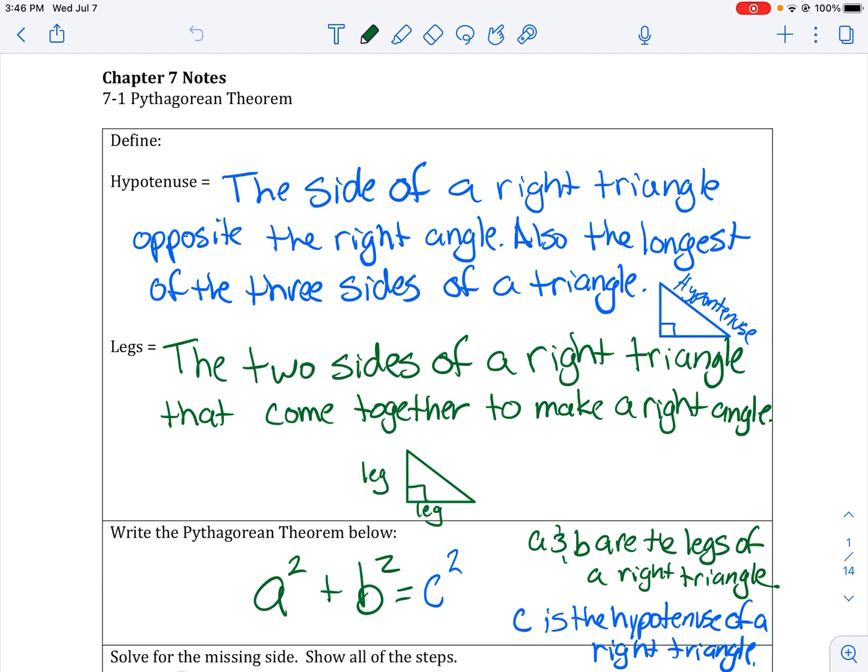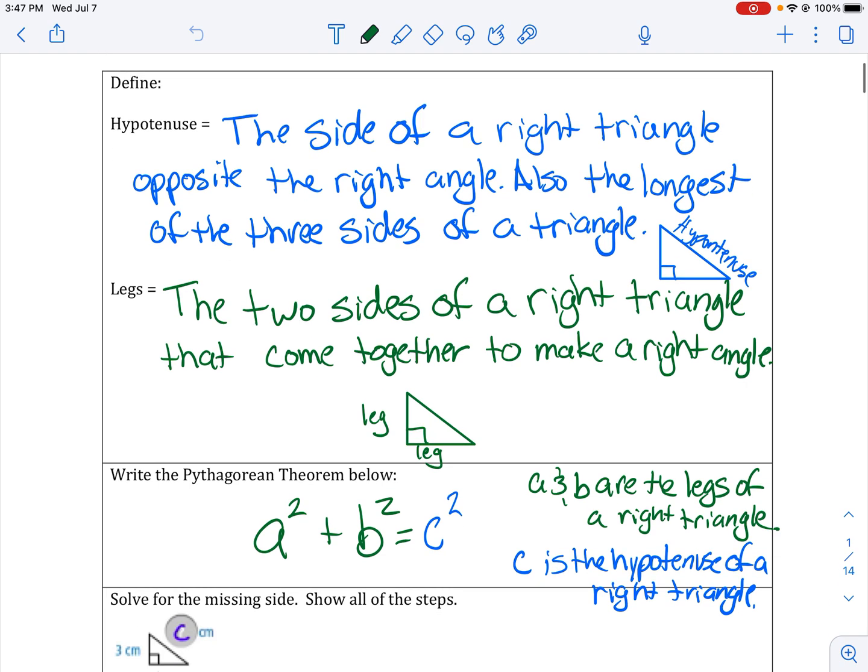In this lesson, you are going to learn about the Pythagorean Theorem, what it is, and how to apply it to find the missing side length of a right triangle. So let's get started. Before we learn about the Pythagorean Theorem, there are a few words, a few definitions, we need to understand.